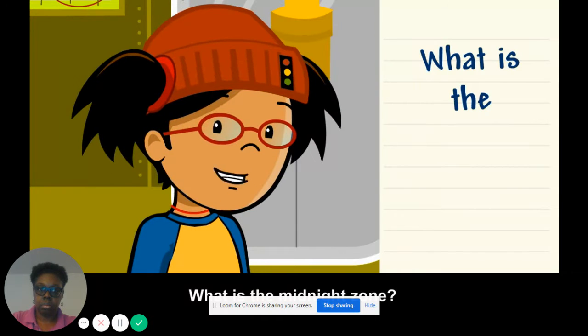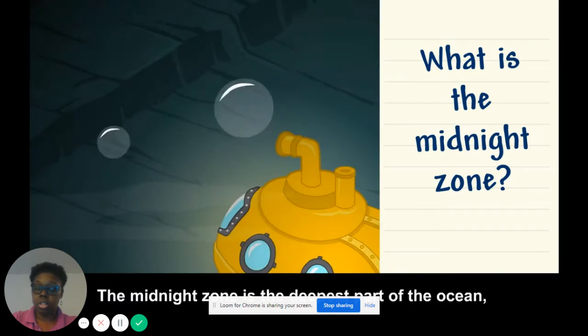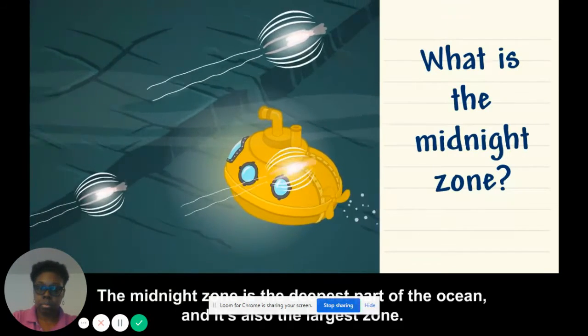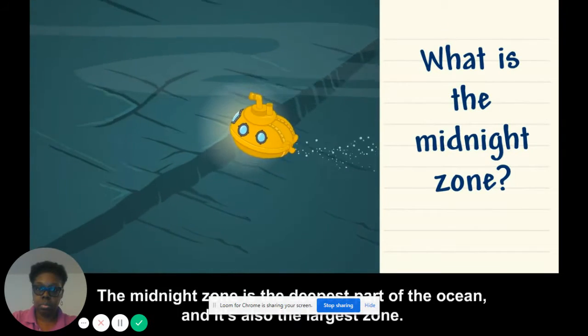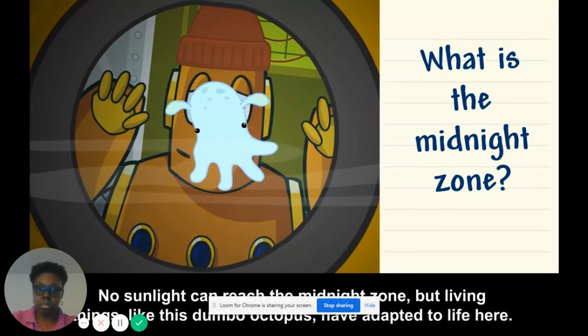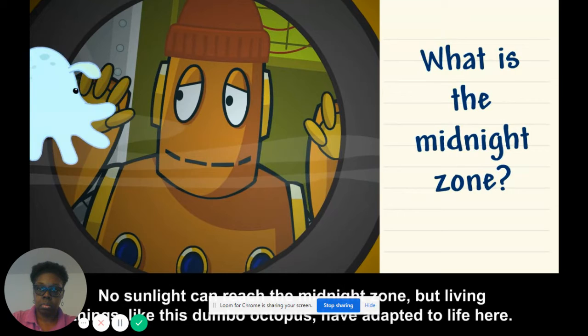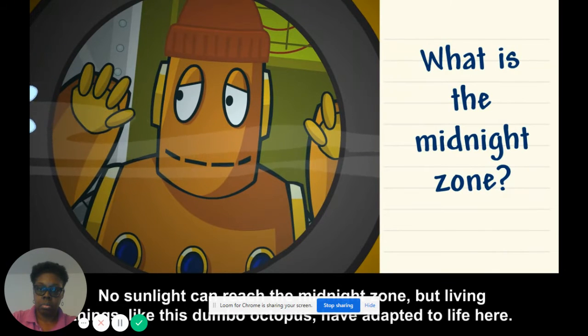What is the midnight zone? Ooh, why do you think it's called the midnight zone? It is the deepest part of the ocean, and it's also the largest zone. No sunlight can reach the midnight zone, but living things like this Dumbo octopus have adapted to life here.